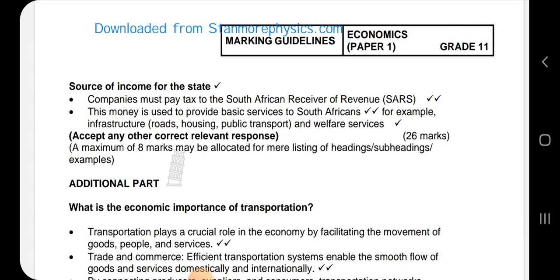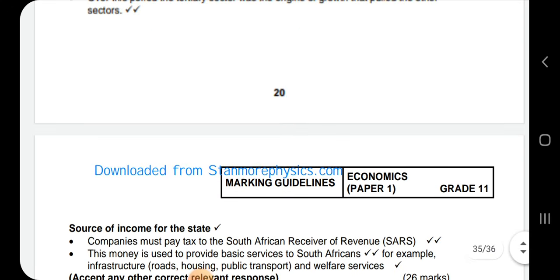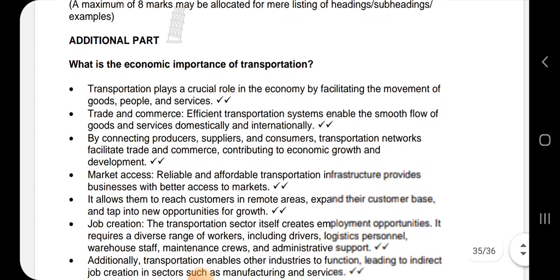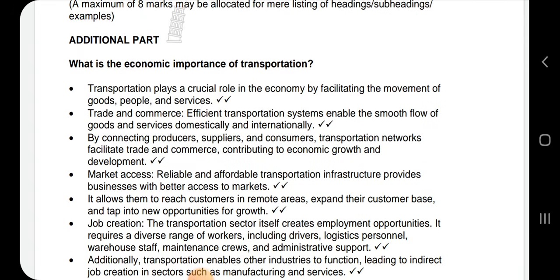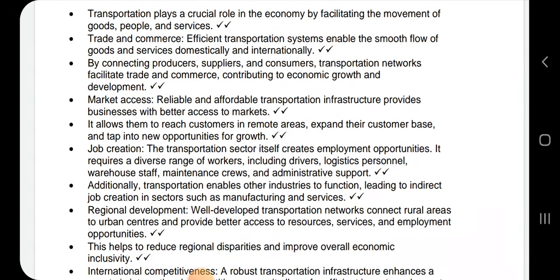And then for the additional part, what is the economic importance of transportation? Guys, you're not limited to this. When you're asked to discuss the importance, you have to wear your creative thinking head and try to come up with a very impressive essay. Write your heart out, everything you know, put it down on paper and you will get your full marks. The additional part, what is the economic importance of transportation? Five full sentences will give you your 10 marks and you are done.